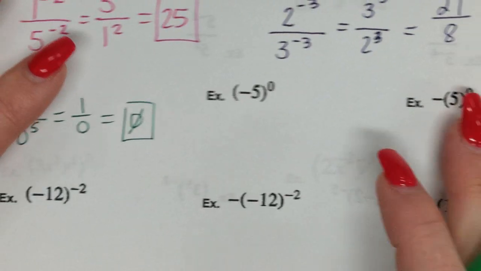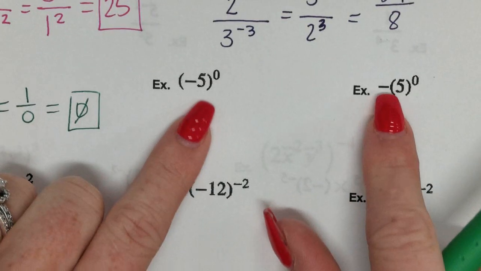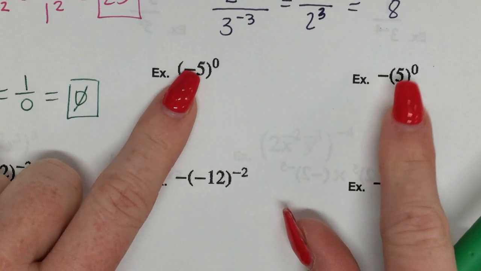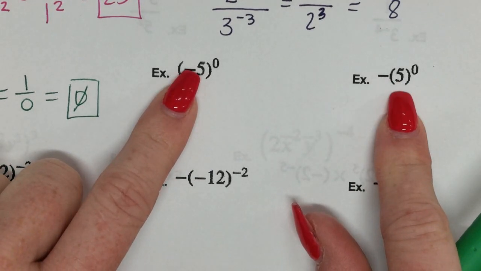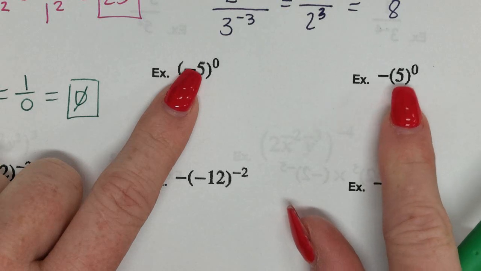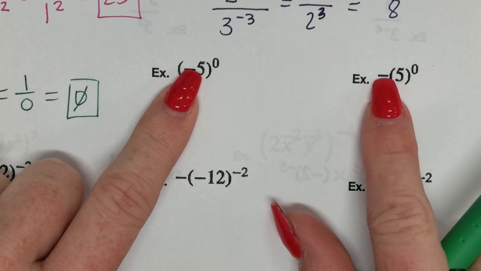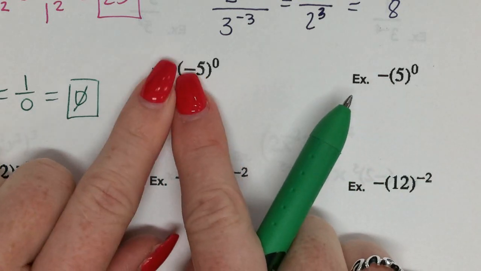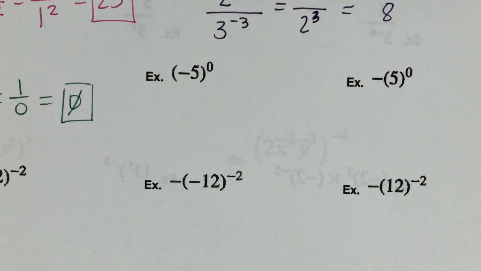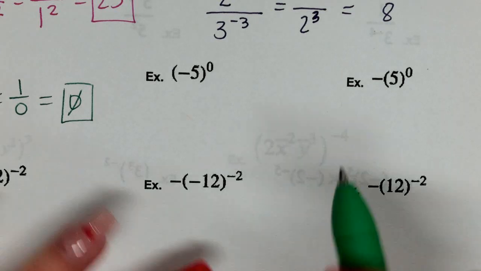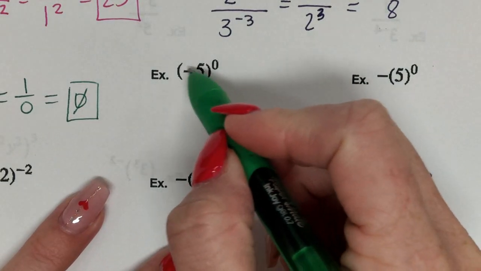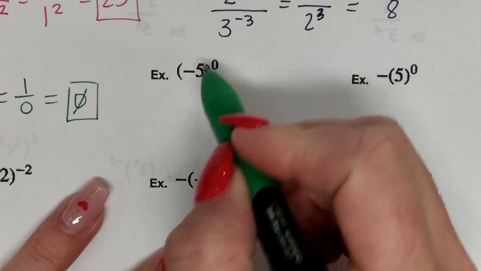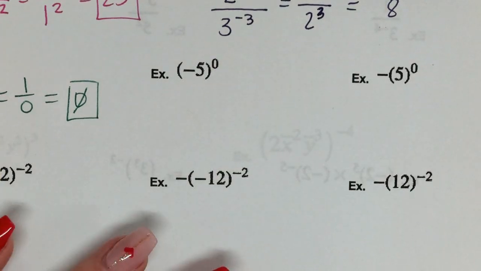Okay, now look at the next two problems. Are they the same problem or are they different? They're different. Why? This 5, the negative doesn't belong to it. It belongs to the answer. This 5, the negative belongs to it. Make sense? All right, this one, anything raised to the power of 0 is? No, it's not 0. Anything raised to the power of 0 is 1.